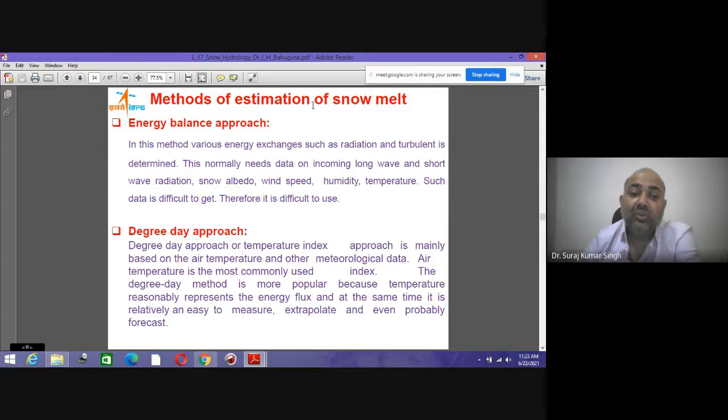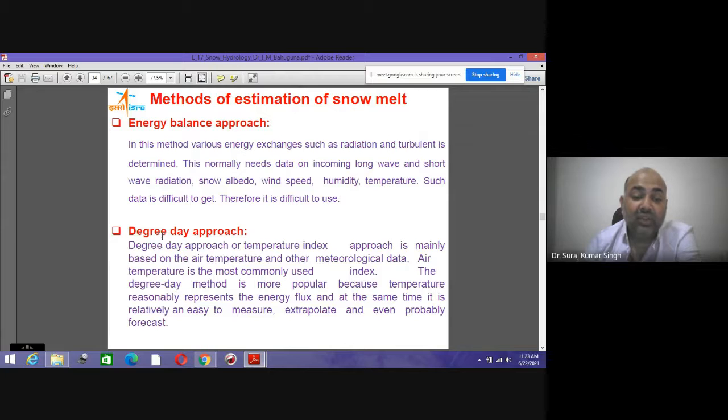This is also used for the energy balance approach. In this method, various energy exchanges such as radiation and turbulence are determined. This normally needs data on incoming long wave and short wave radiation, snow albedo, wind speed, humidity, temperature. Such data is difficult to get, but it is not difficult to use.